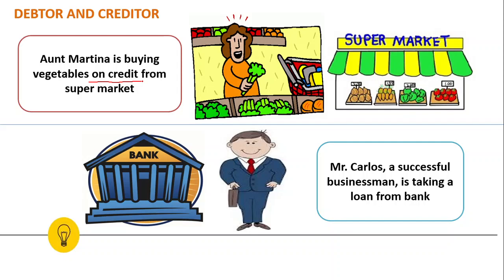Taking another example, suppose there is a successful businessman who needed additional funds for his business. Mr. Carlos is a businessman who approached the bank for an additional source of fund for his business. So in this scenario, for Mr. Carlos, the bank is a creditor, and for the bank, Mr. Carlos is a debtor. Fine. The bank has to receive money from Mr. Carlos, but Mr. Carlos has to pay the money in future to the bank. So the bank is a creditor for Mr. Carlos, and Mr. Carlos is a debtor to the bank.